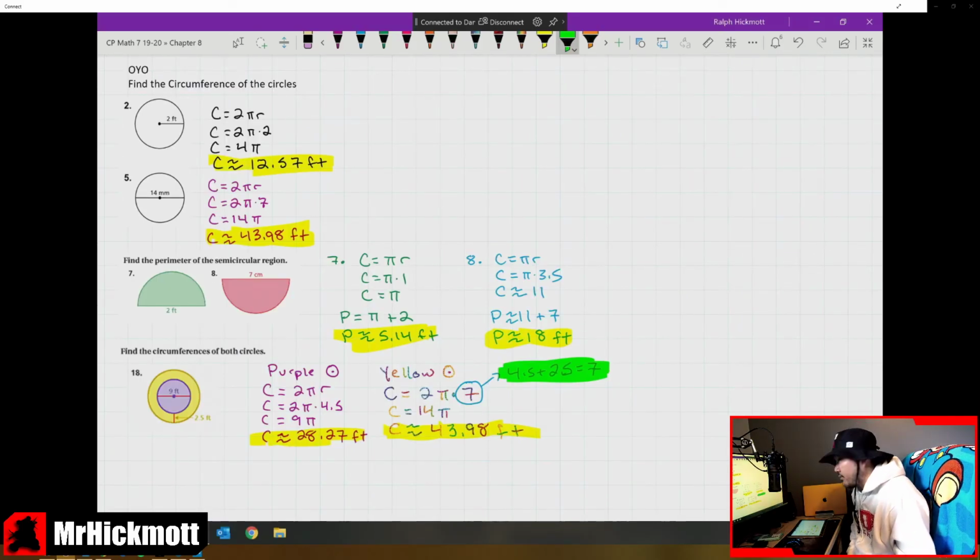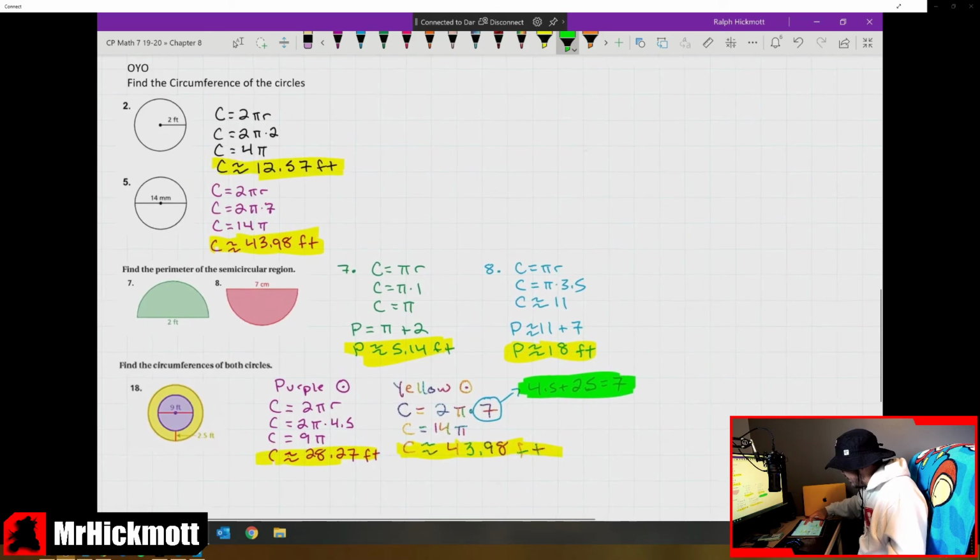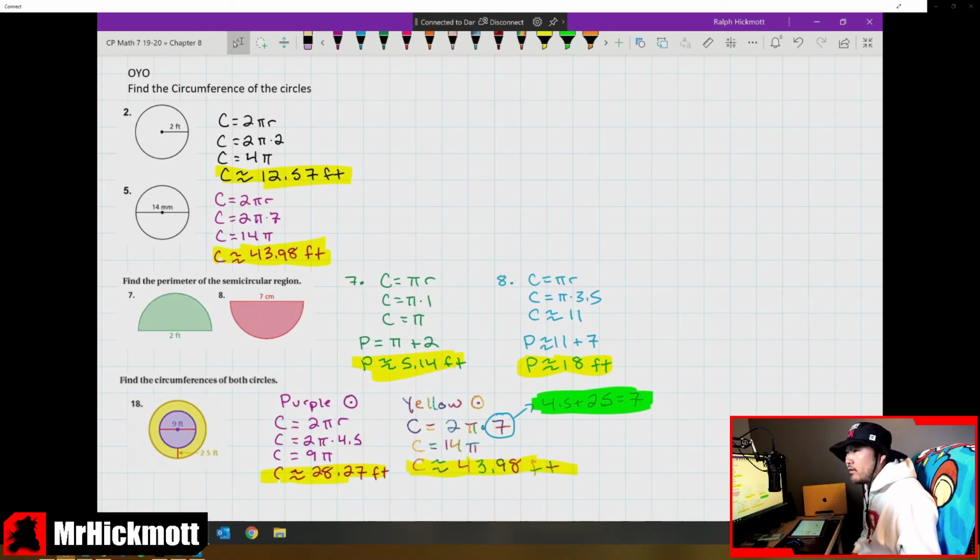All right, we should be returning here, and the answer should have magically popped up. Here you go. So check your work as you have finished all the OYO. The only thing I'm going to note, so 2, 5, 7, and 8 are pretty smooth, but for number 18, there are 2 circles.